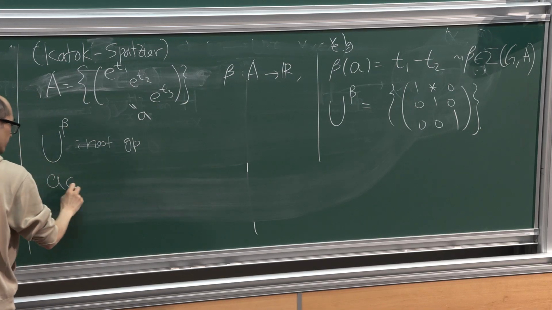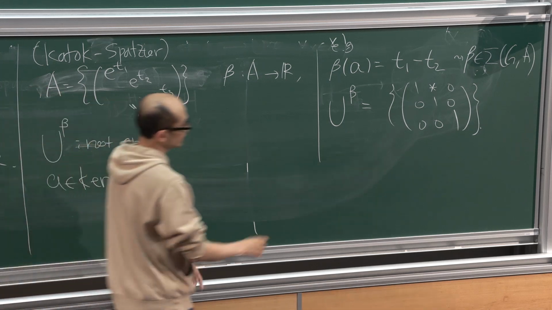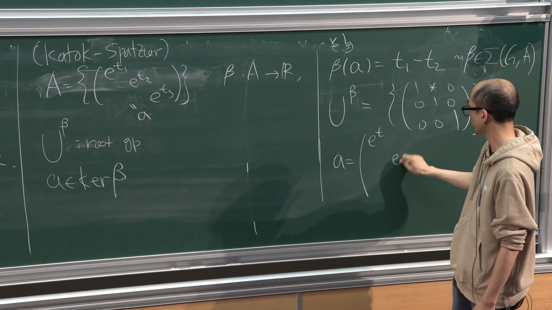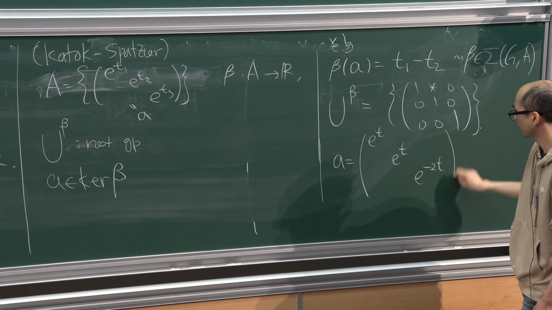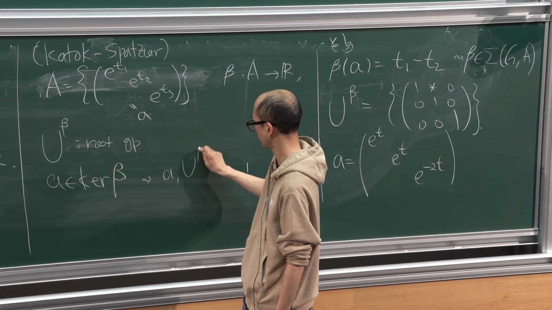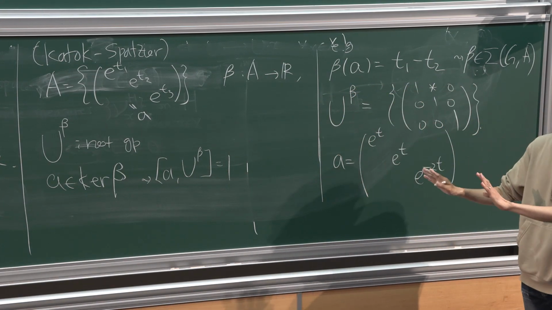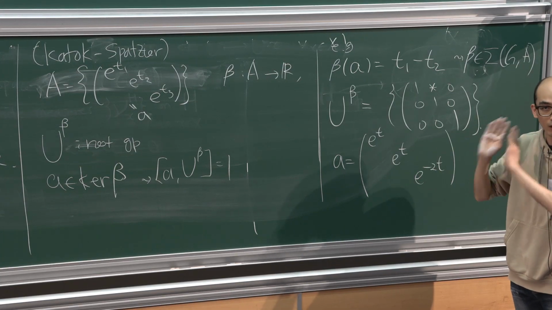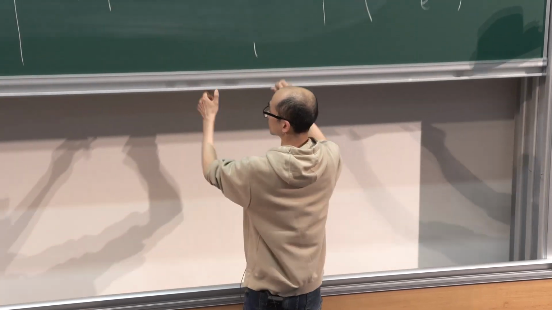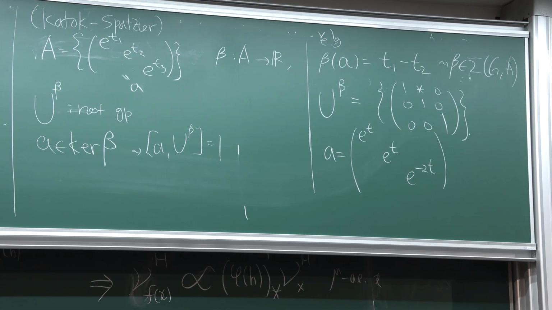And then now I want to think about the element in the corner. That is, in this example, a should be e to the t, e to the t, e to the negative 2t. The corner means that A and U beta commute. OK? And this is a higher rank phenomenon. You cannot find this kind of element at all in SL2R. So now what I want to do.